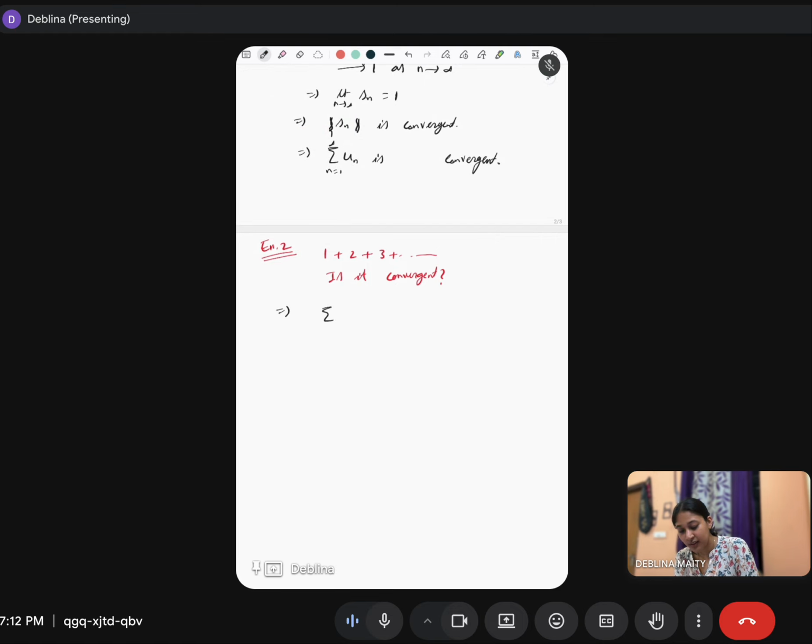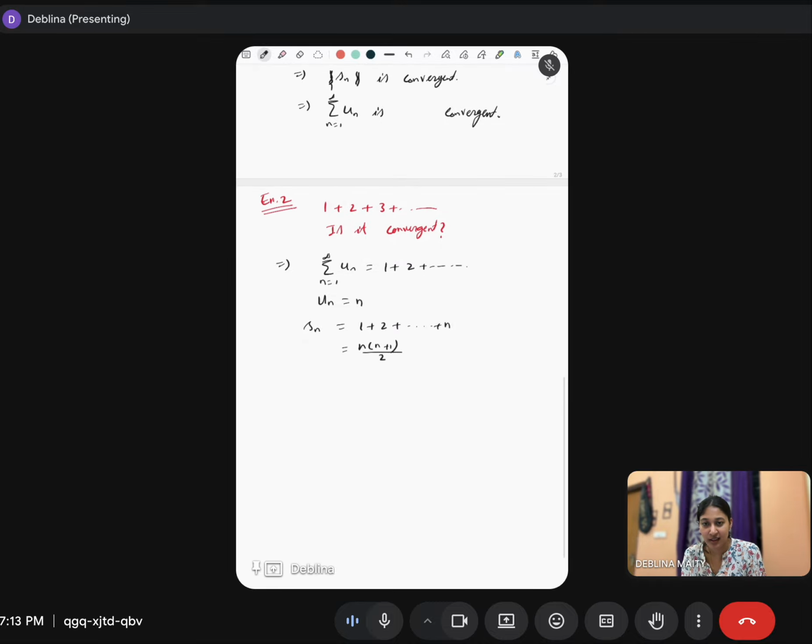So we'll write it as the infinite sum of un, right? So un is what? Un is n here. Now what is the partial sum Sn? The nth partial sum is 1 plus 2 plus so on up to n, and we know this value, which is n into n plus 1 by 2, right? So Sn is this number.